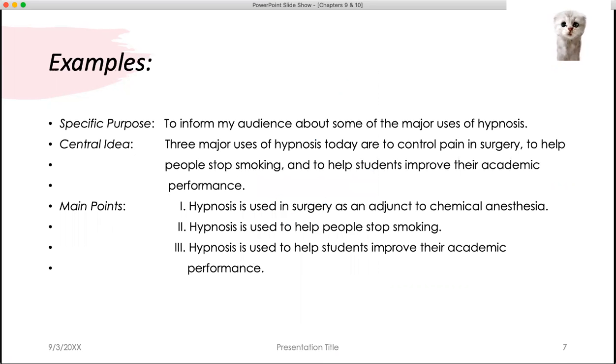Here's an example. The specific purpose in the speech is to inform the audience about some of the major uses of hypnosis. The central idea or the residual message is three major uses of hypnosis today are to control pain in surgery, to help people stop smoking, and to help students improve their academic performance. So the main points here would be those: hypnosis used in surgery, hypnosis used to help people stop smoking, and hypnosis used to help students improve their academic performance.